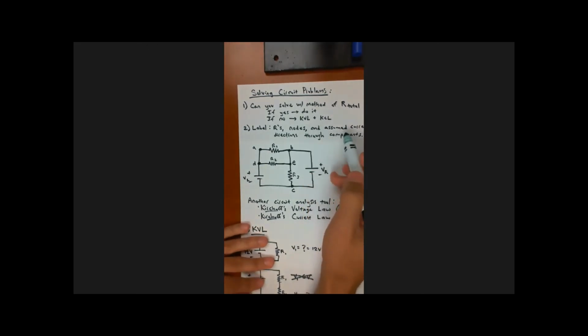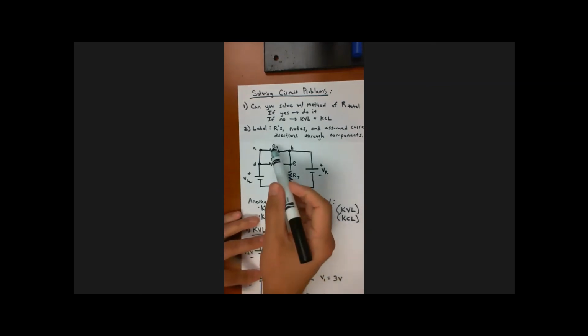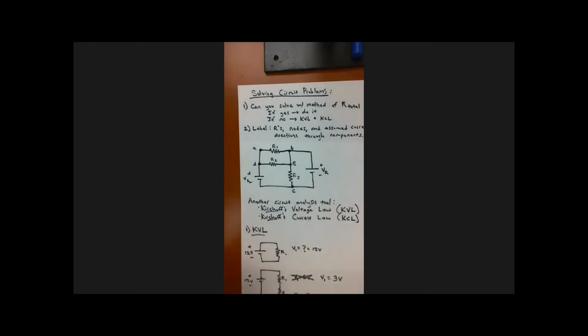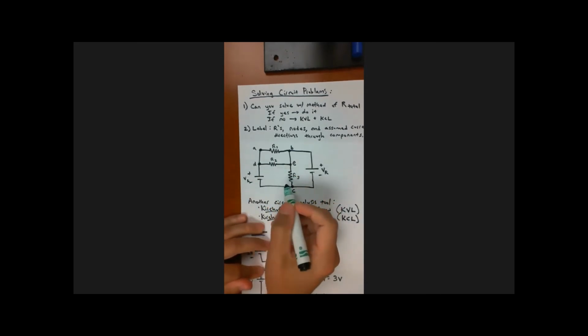So the nodes, and then here's the tricky one that you might not be familiar with. What you have to do in order to apply KVL and KCL is assume a current direction through these components, through these resistors, okay? Not the voltage sources, but the resistors. So you need to just guess. Use an educated guess, but it doesn't really matter. You just have to guess which way current is going to flow through these components, all right? And if you're wrong, it's fine. You don't have to go back and change it. Just guess, because that's how we're going to write our equations.